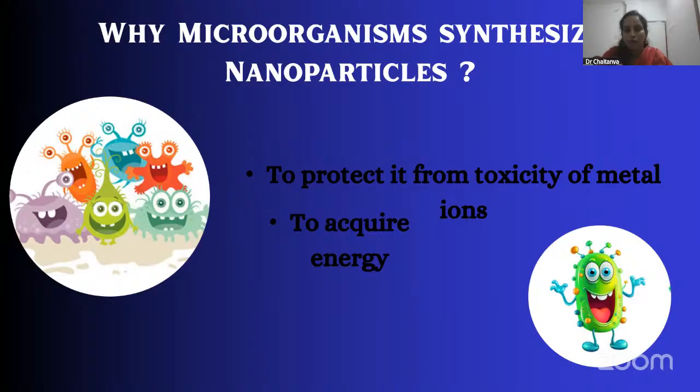Suppose a bacteria grows in soil. In that soil, if you go on adding metals, a very high concentration of metals, it becomes a problem. If you add a little metal, it will be acting as a food for that bacteria. If you put so much of metal in that, it will become toxic. It is not at all acting as a food for the bacteria now. It will be acting as a toxic for the microorganisms. So to nullify the effect of the metal, the microorganism will start producing these nanoparticles, right?